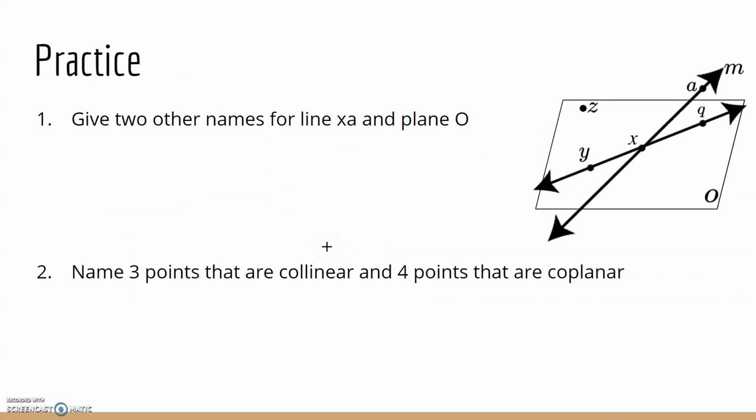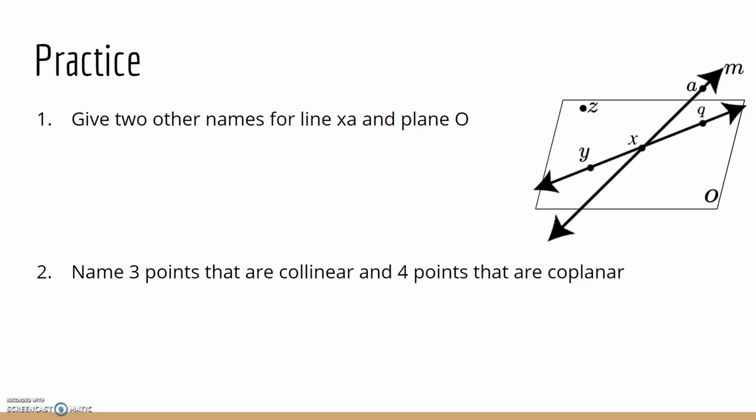Now there's some practice right here. Pause the video, try this out. Before you pause it though, there are 2 words that you might not know: collinear and coplanar. Collinear means they're all on the same line, and coplanar means they're all on the same plane. So now pause the video and try this out.